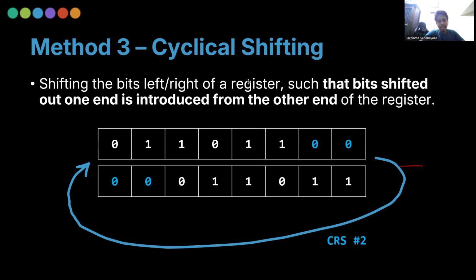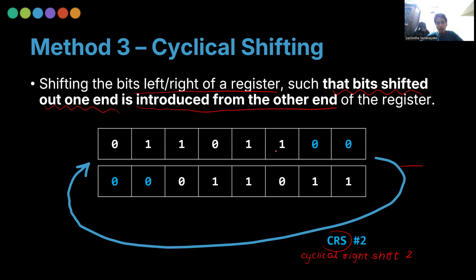It's about shifting the bits left or right of a register such that the bits shifted out from one end are introduced from the other end. So you sort of cycle values so that none of them are ever lost. For instance, if you do a cyclical right shift of 2, right? Again, this is not an official assembly language instruction, but just an abbreviation of cyclically shifting right by 2. Keep in mind, CRS #2 is an indication of cyclically right shifting by 2. But what does this mean?